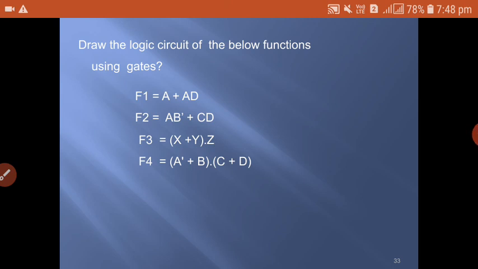So this is how we can realize any given logical function.